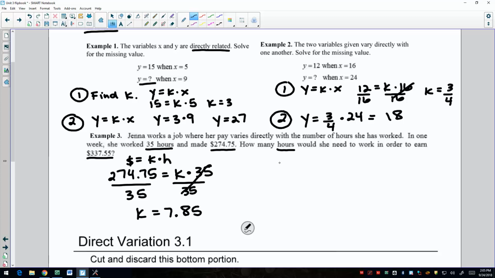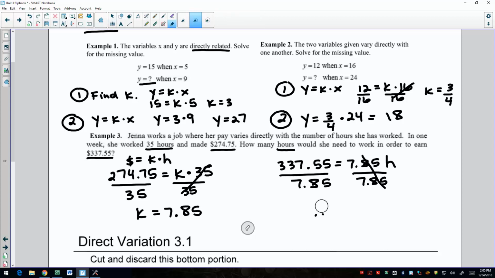Now I can use that k to figure out how many hours she would need to work to make this much money. So this time I know the amount, $337.55, is equal to the rate, $7.85, times some number h. So we're going to solve for h by dividing the 7.85 over to the other side, and we end up getting 43 hours. Oh, not x, I used h. H equals 43. And there you have it.